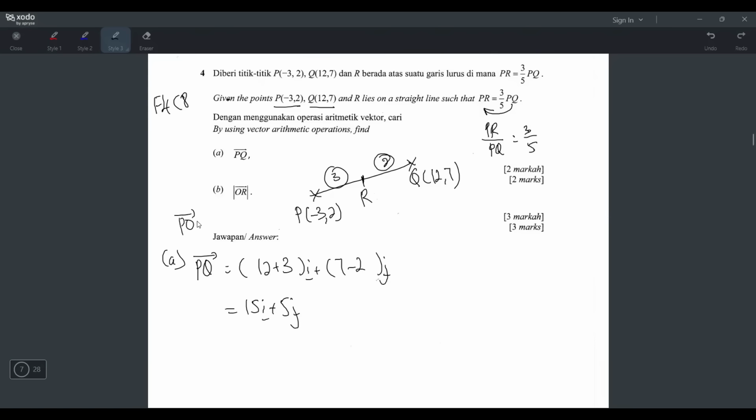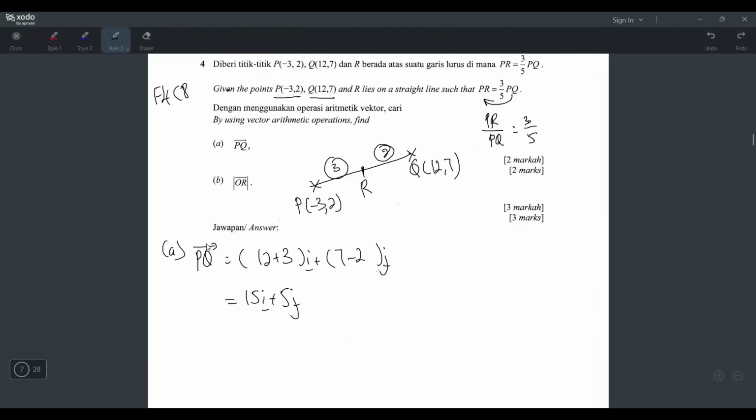Okay, there's another method to do it. You can also do it like this: PO plus OQ. It means you go through O, where O is the origin (0, 0). When you go from P to O, you take the O coordinate minus the P coordinate, so 0, 0 minus (negative 3, 2). So you get (3, negative 2). And then plus O to Q. For O to Q, you can straight away take the (12, 7). When you add, you will get the same answer also. Why can OQ directly take (12, 7)? Because O to Q means Q minus O, but O is (0, 0), and when you minus (0, 0), nothing changes. That's why it stays the same, 12i plus 7j. Then you will get the same answer also.